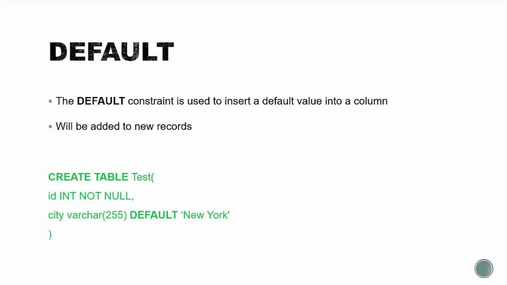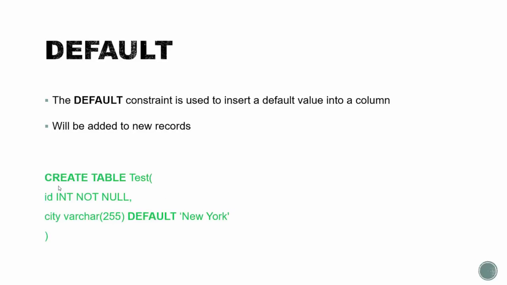All right, we can also set a default constraint, and this is used to insert a default value into a column when it's created, and this will be added to new records. So in this example here, we're creating a table called test with an ID and a city field, and we set for city a default of New York. So that means that when we insert a record, if we don't specify what we want the city to be, it'll be New York. That'll be the default.